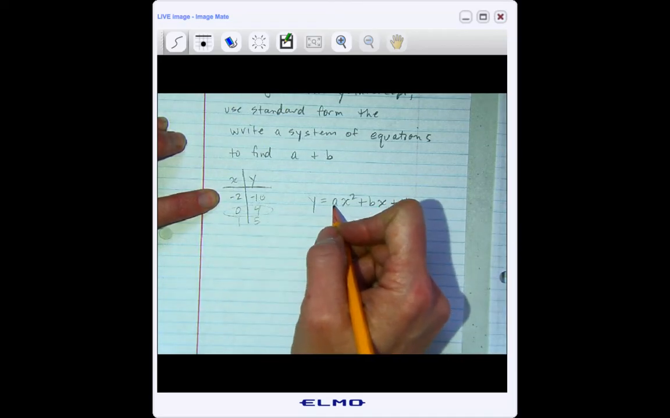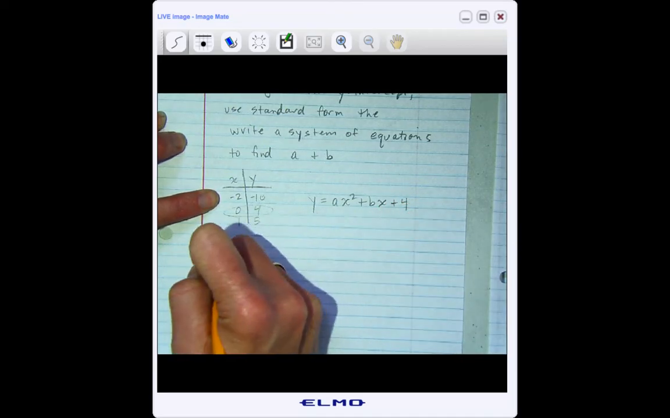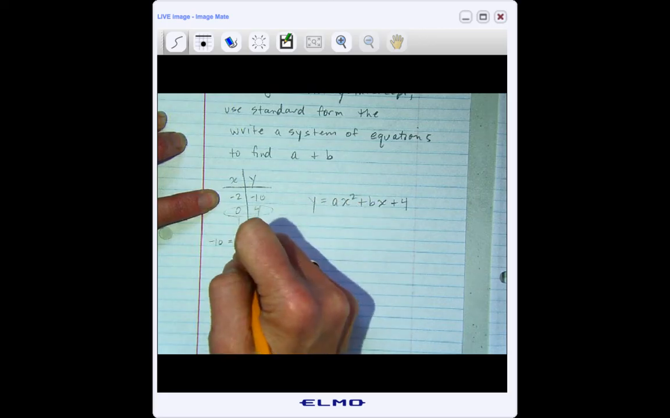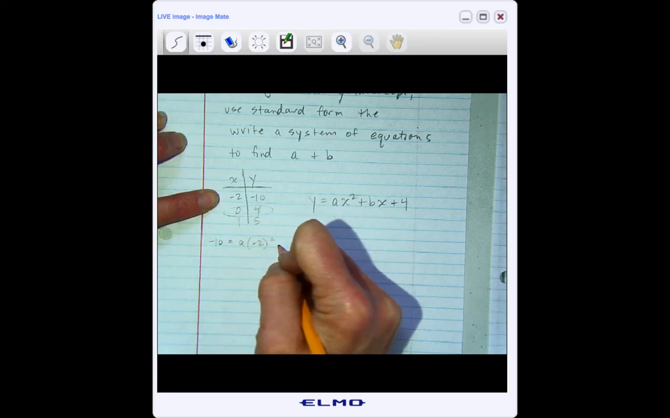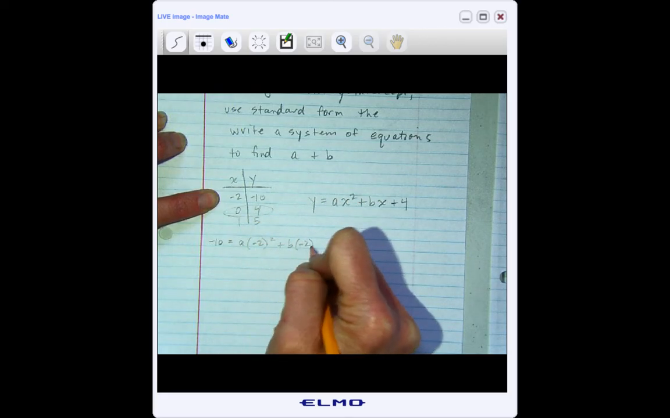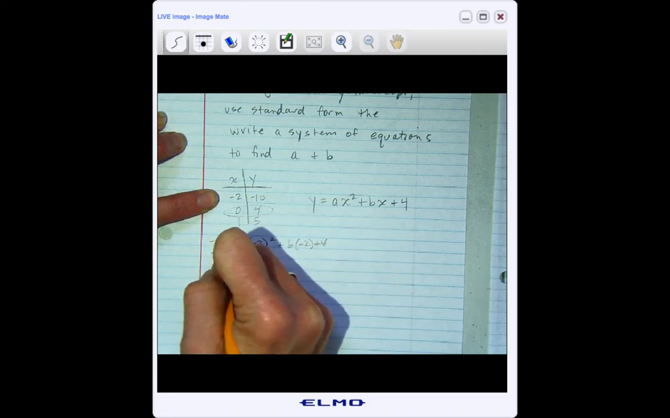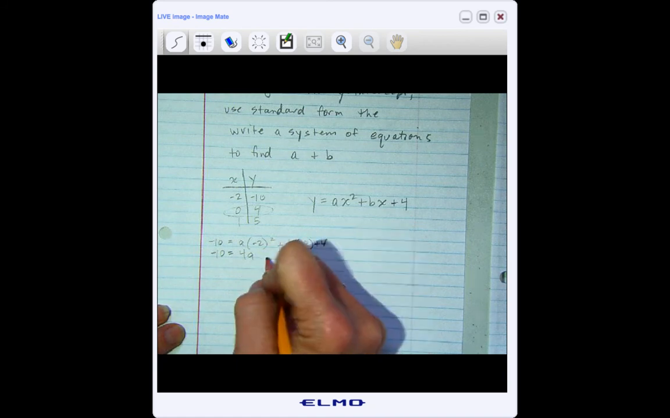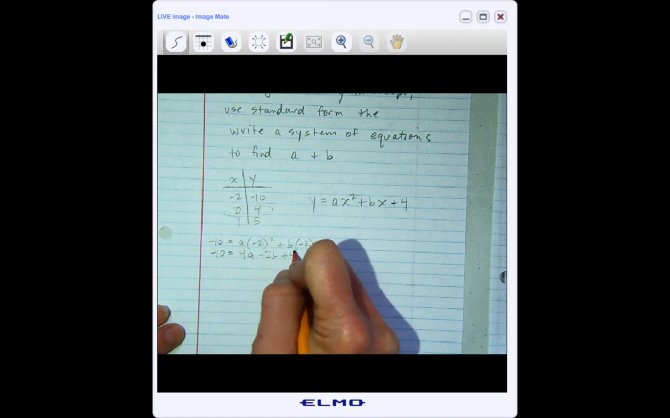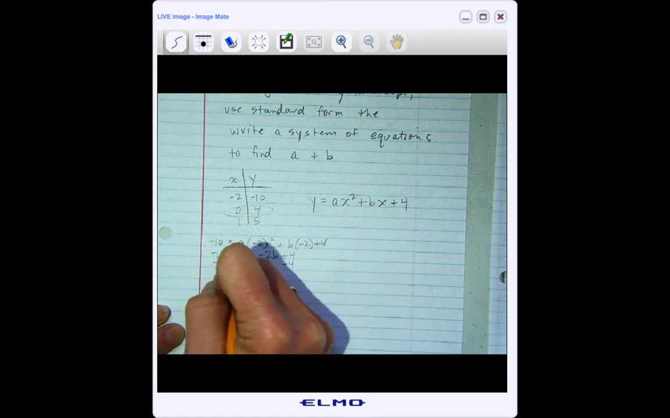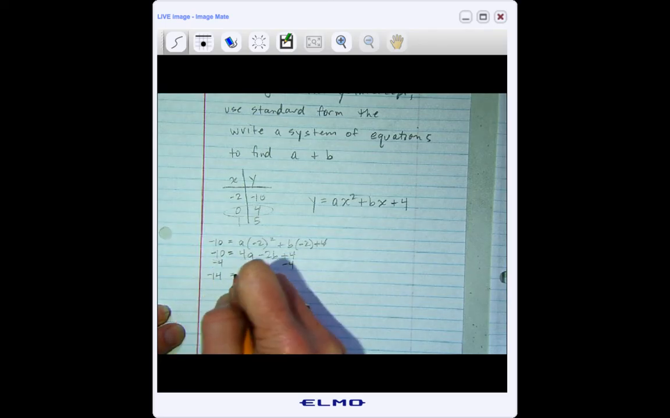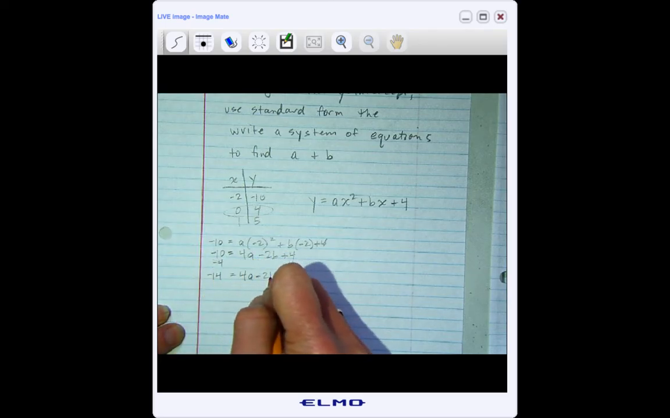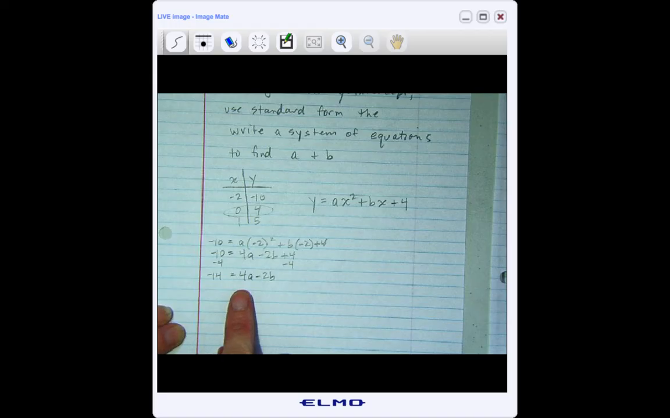Okay, I'm going to first plug this point in. So if I plug in a -2 for x and -10 for y, it's going to look like this. So I'm going to get -10 is equal to -2 squared is 4. So I'm going to write 4a minus 2b plus 4. I think I'm going to get the 4 over here. -14 is equal to 4a minus 2b. Now that's not enough information to figure out what a and b are. Okay, so I need my second equation.